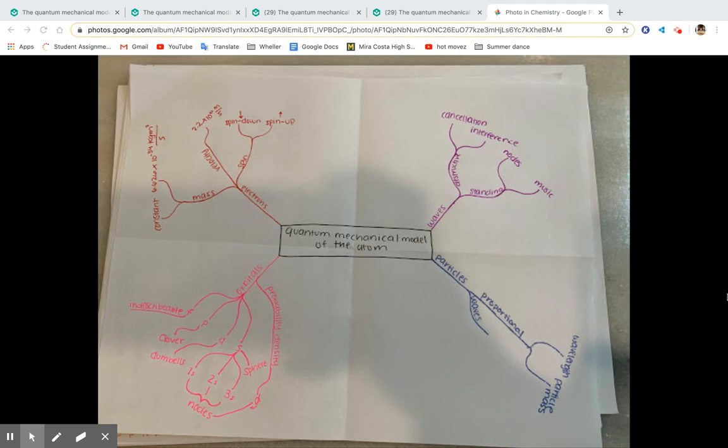Hi, I'm Madison, and this is the quantum mechanical model of the atom. This model contains electrons, waves, particles, and orbitals.